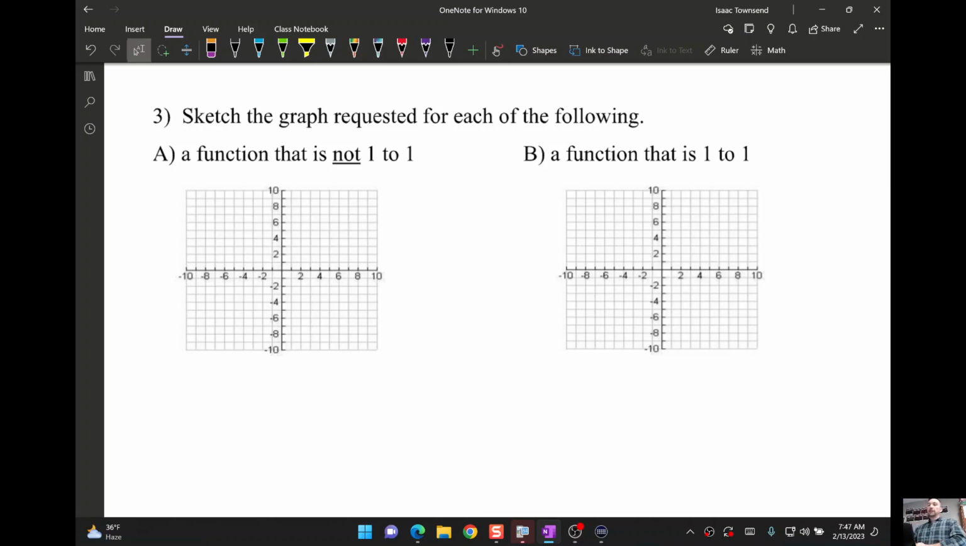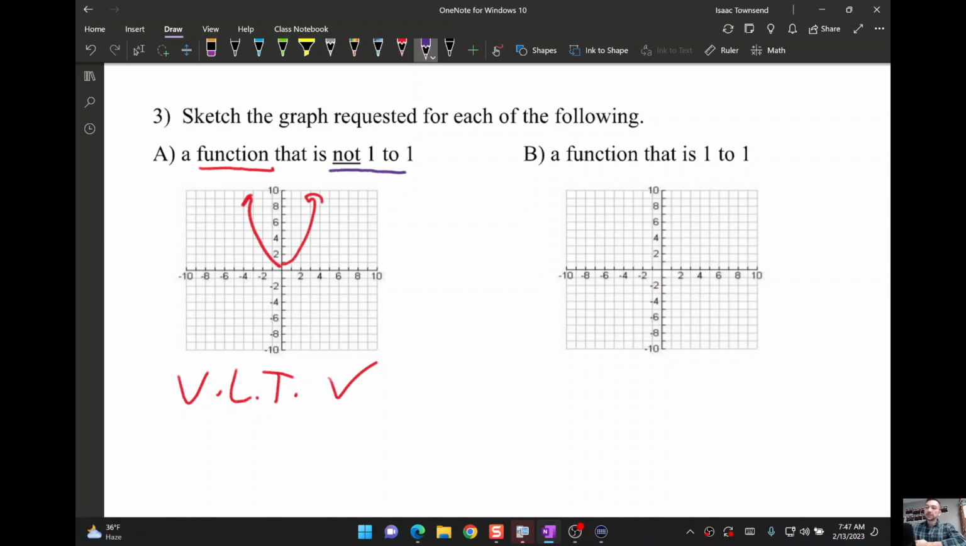Okay, question 3. There could be a lot of different answers here, but part A says you want it to be a function. So that means whatever your answer is, to be a function, it has to pass the vertical line test. So if you drew something like this, that doesn't work because this does not pass the vertical line test. So you have to draw something that passes the vertical line test. So I usually just write down the first thing I think of.